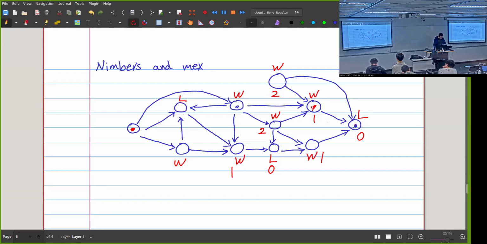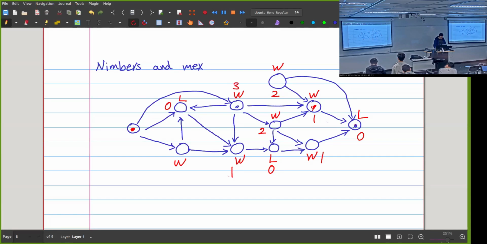Okay. Now let's look at this one. This one only has an edge to a number of 0. So we talked about this, sorry, to a number of 1. So we talked about this. This is going to have a number of 0. Let's look at this one. It has an edge to 0. It has an edge to 1. It has an edge to 2.